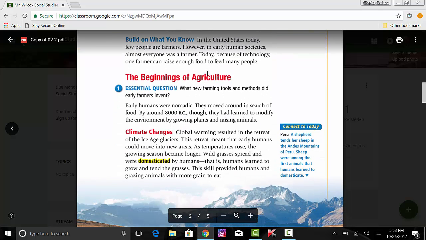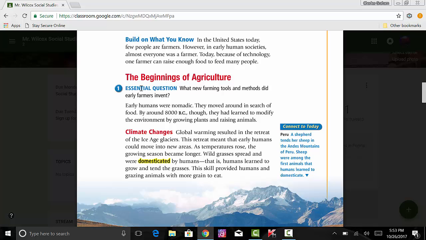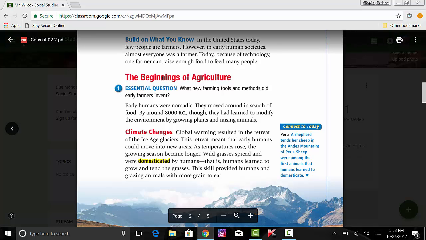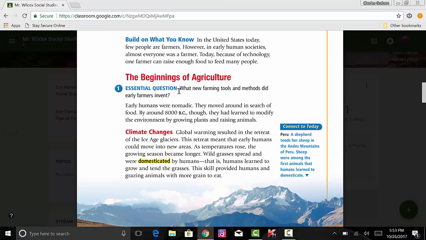The beginnings of agriculture. First question. The essential question for this particular passage here is, what new farming tools and methods did early farmers invent? Okay, so we're going to get an answer to how things changed between hunting and gathering and the agricultural revolution.